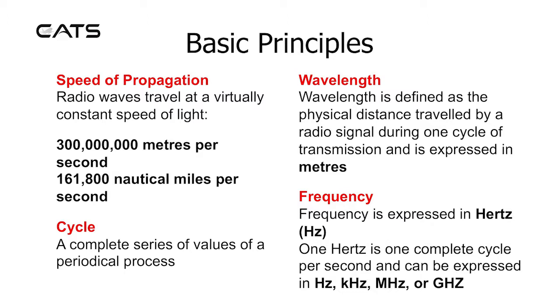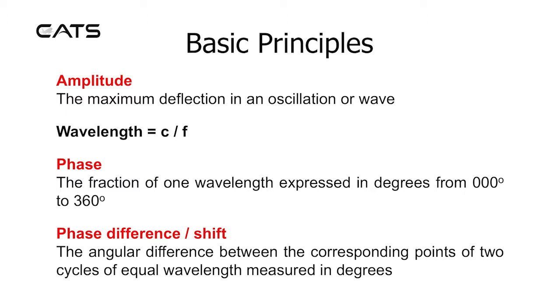Frequency. Frequency is expressed in hertz. 1 hertz is 1 complete cycle per second and can be expressed in hertz, kilohertz, megahertz, or gigahertz. Amplitude. The maximum deflection in an oscillation or wave. Wavelength is equal to the speed of light, c, divided by frequency. Phase is the fraction of one wavelength expressed in degrees from 000 to 360 degrees. Phase difference, or shift, is the angular difference between the corresponding points of two cycles of equal wavelength measured in degrees.